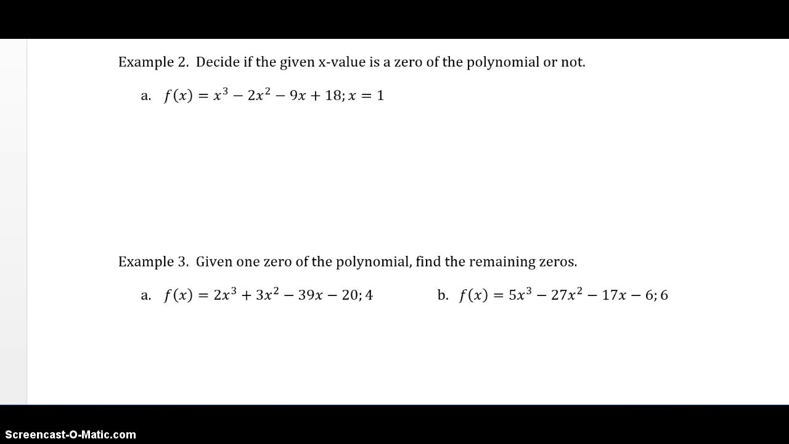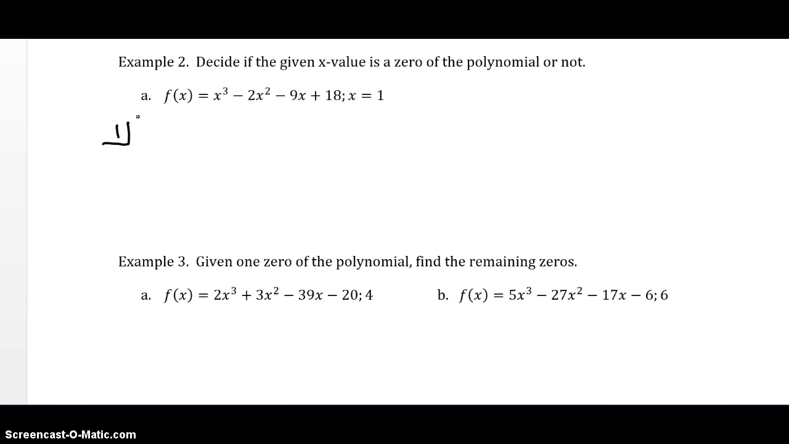Alright, this says decide if the given x value is the 0 of the polynomial or not, and we skip right to x equals 1. The previous problem we could have worded this exactly the same. So they're really the same questions, just worded a little differently. So we're going to put 1 in this little corner right here. And we're going to use synthetic division again to test to see if this is a solution.